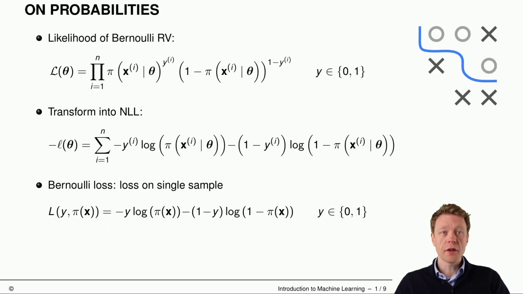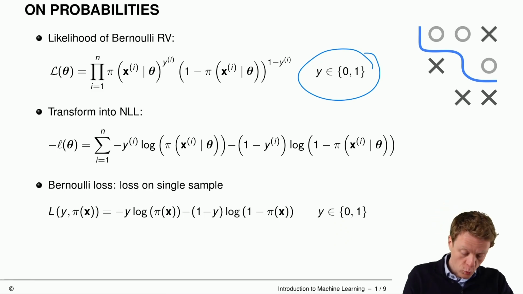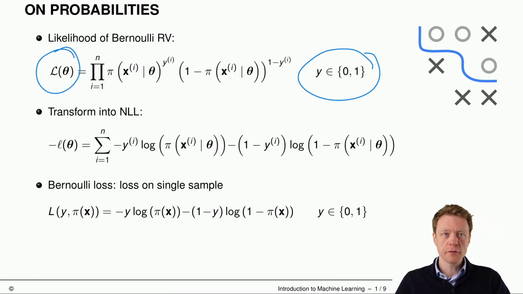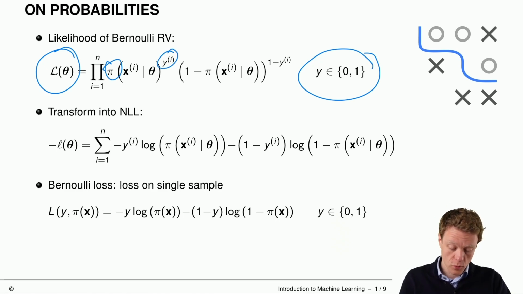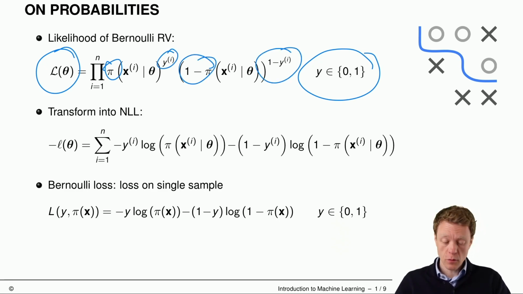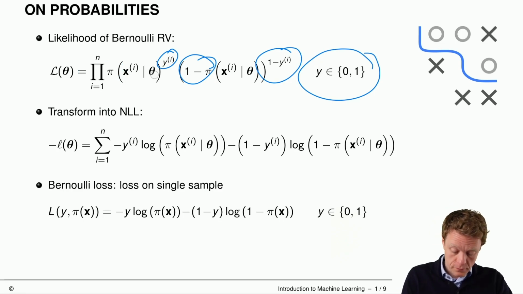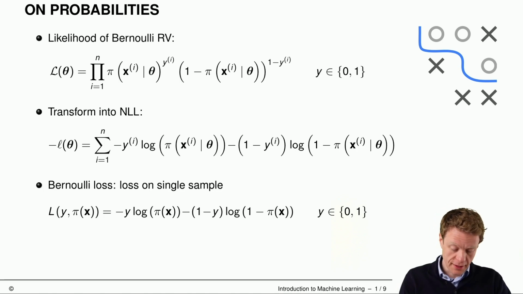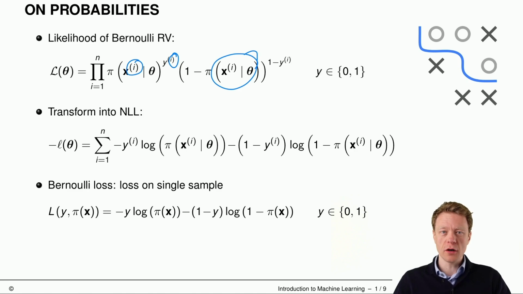Let's start out with the likelihood of a Bernoulli random vector. So we assume we have a random vector with n observations, and all the observations can be either 1 or 0. If we employ the binomial distribution, we get this likelihood here, so the product of pi to the power of y times 1 minus pi to the power of 1 minus y. And of course we need the index i here, and we also make clear that we have a model that is parameterized through a vector theta with this x given theta here.